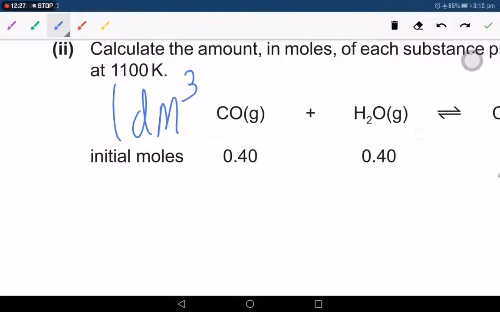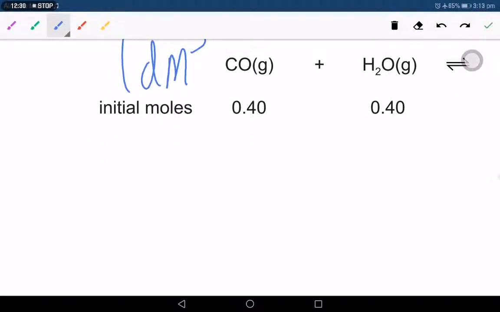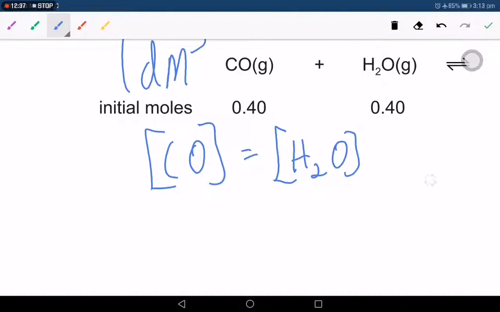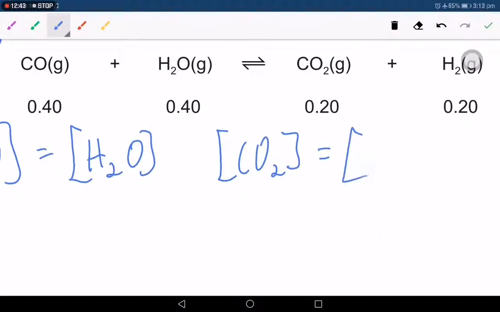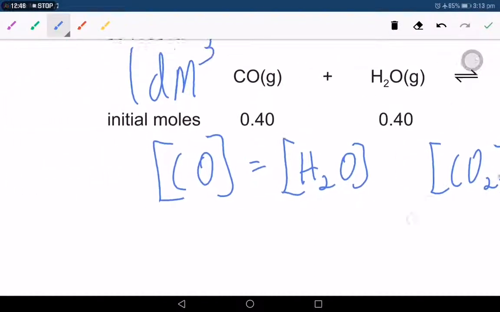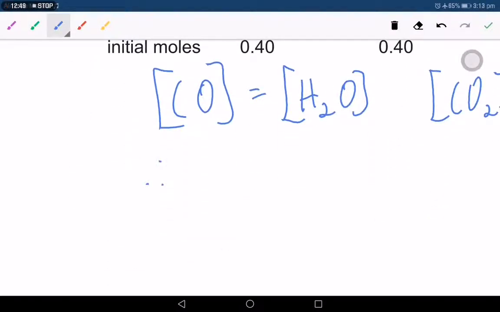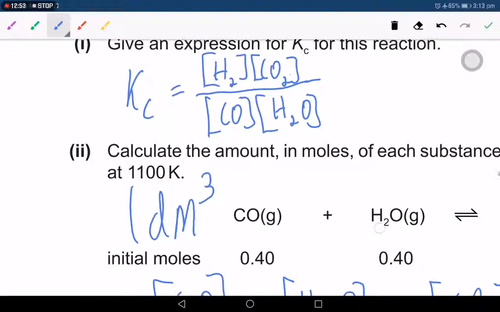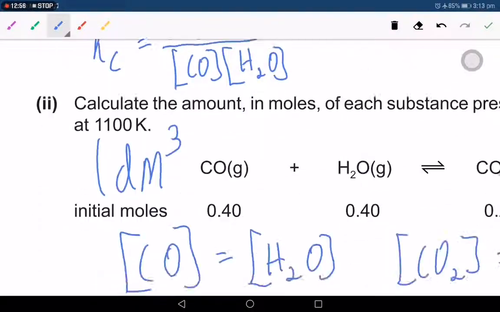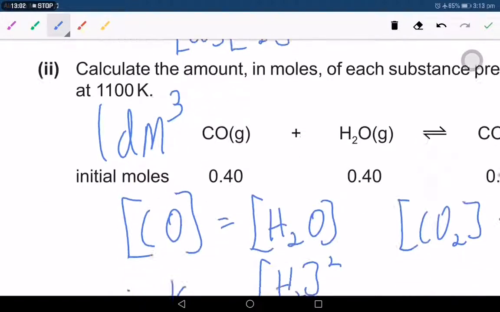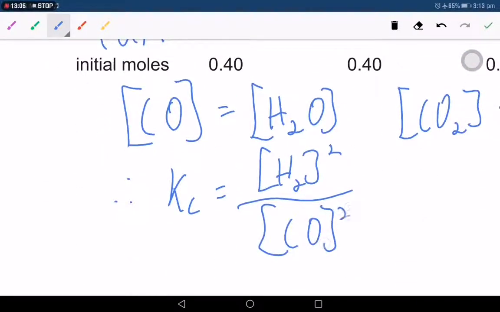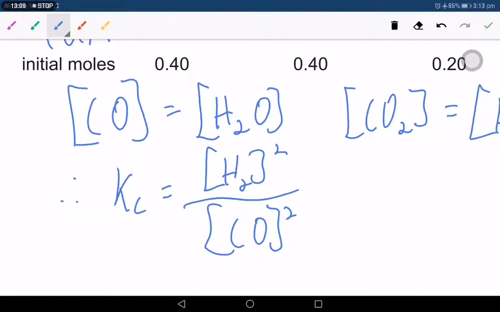You must realize one thing, concentration of CO is equal to concentration of H2O, right? Concentration of CO2 is equal to concentration of H2. Then if you substitute this in the above equation, you will know that therefore Kc is equal to basically concentration of H2, you square it because it's the same concentration, divided by the concentration of CO and you square it, right? Because it's the same concentration, right? And this you must know is equal to 0.64.